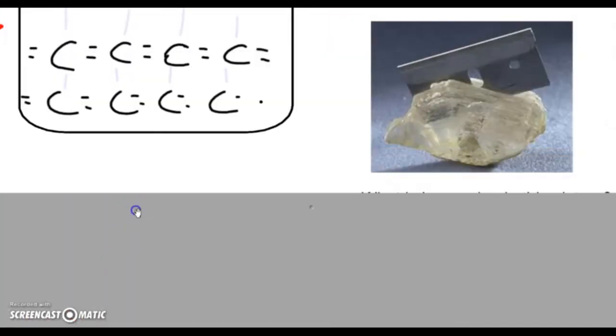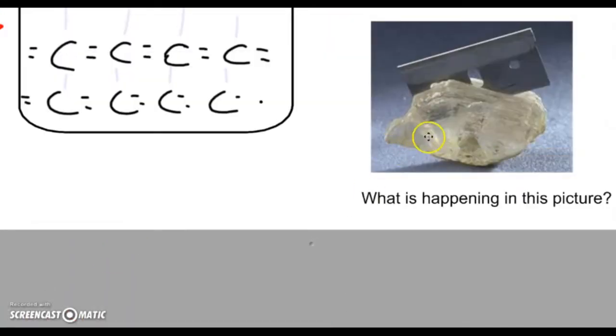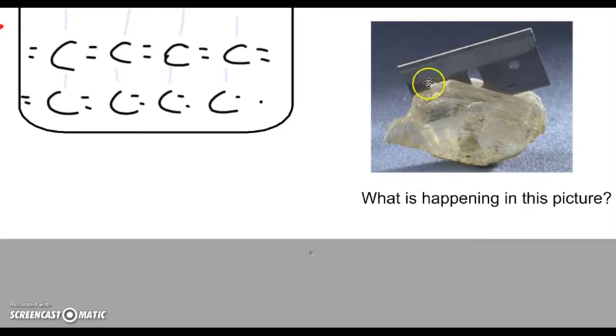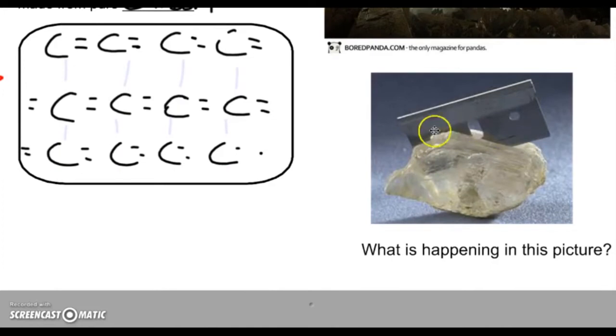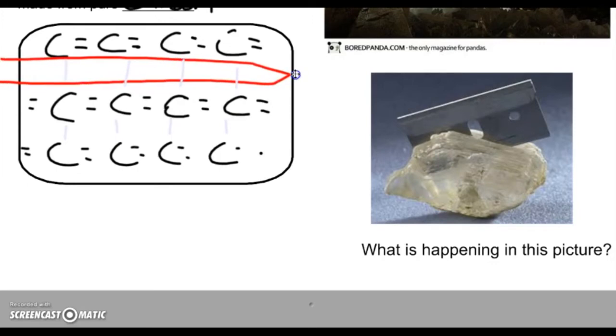So as we saw before with mica, they break into little sheets. What's happening in this picture is that the razor blade was able to fit into the mica just by slipping in between those layers of silicon, kind of like this. So the razor blade was fitting between those layers. That's what's happening in that picture right there.